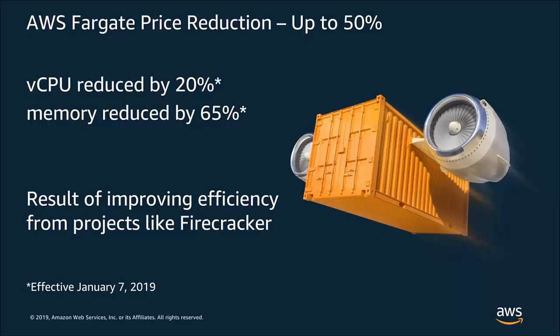Fargate has also recently announced a price reduction. As of January 7, 2019, we have reduced the price for Fargate tasks by up to 50%. We have reduced the price of virtual CPUs by 20% and the price of memory by 65%, both at a per second granularity. This is the result of improving efficiency for projects like Firecracker.